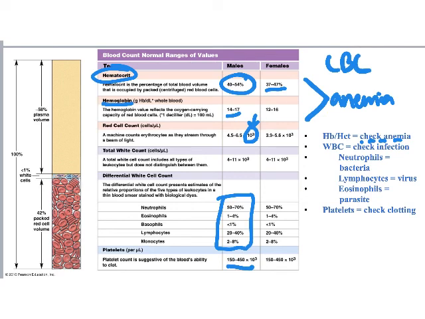Okay, as I said, I hope we're going to have time in class to take a look at some of these blood cells under the microscope, and hopefully that will help you remember the different types of cells.